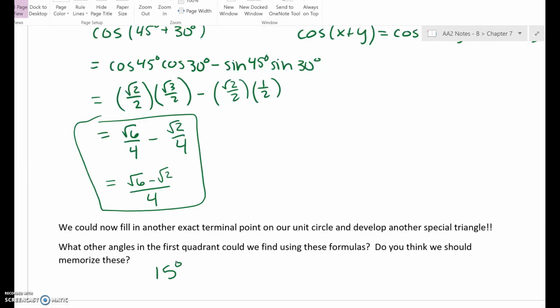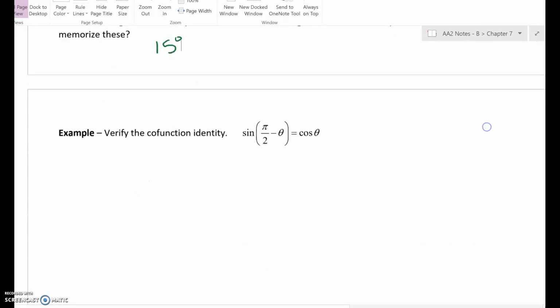Do you think we should memorize these? No, I don't think you should memorize them, because you could just keep going and going and going, and there would be lots of them that you would have to memorize. Instead, you can just find them. So that's one way we're going to use the addition and subtraction formulas.